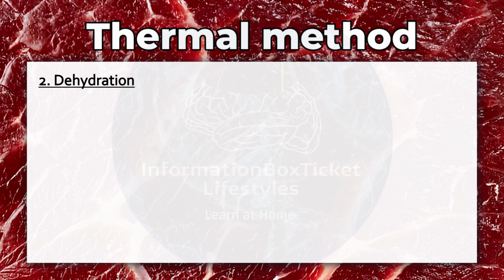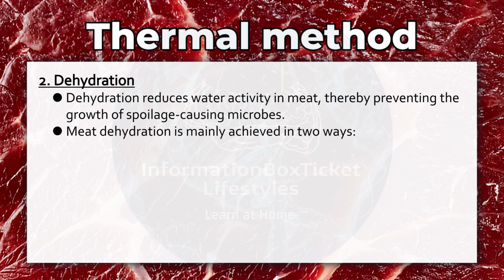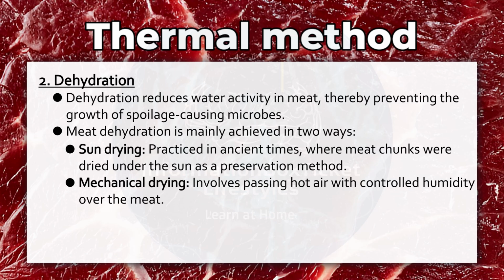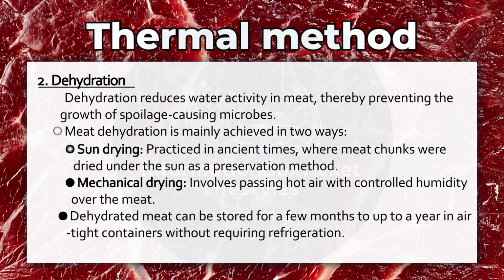Second, dehydration. Dehydration reduces water activity in meat, thereby preventing the growth of spoilage-causing microbes. Meat dehydration is mainly achieved in two ways. Sun-drying, practiced in ancient times, where meat chunks were dried under the sun as a preservation method. Mechanical drying involves passing hot air with controlled humidity over the meat. Dehydrated meat can be stored for a few months to up to a year in airtight containers without requiring refrigeration.